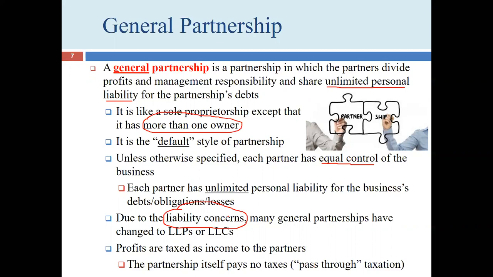And so that, combined with the employees that you have, and very likely you'll have more employees in a partnership than you would in a sole proprietorship, means there's more people who can make bad decisions. There's more people who can do bad things. And as a result, there's a greater concern.